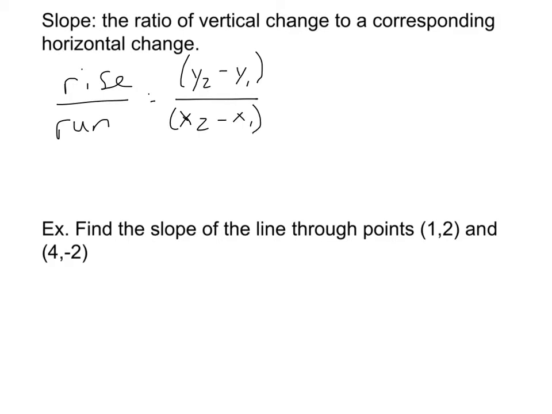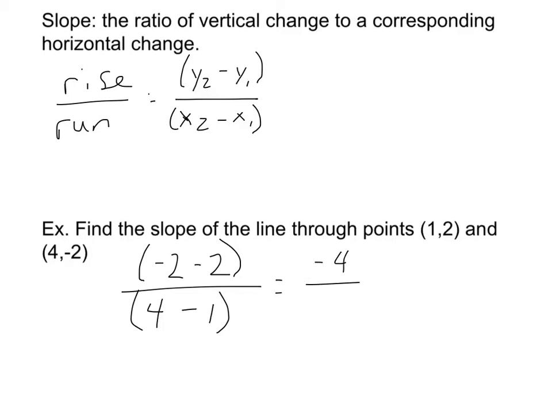Okay, so find the slope of the line through points 1, 2, and 4, negative 2. So on top, our change in y, negative 2 minus 2, on the bottom, 4 minus 1. Make sure we do this in order so our points line up. We get negative 4 over positive 3, so our slope is negative 4/3. If you can reduce that down, make sure you do. In this case, we're in simplest form.